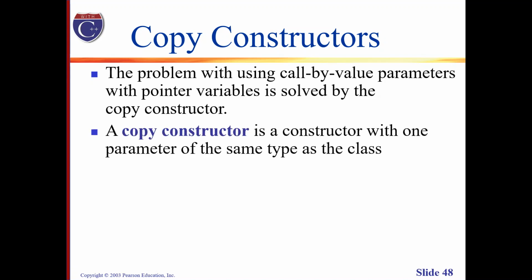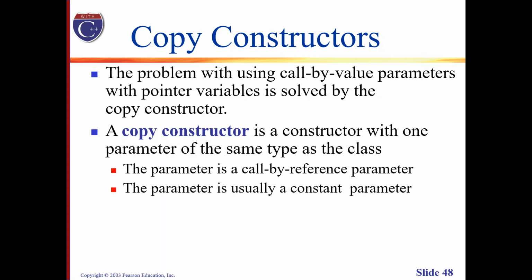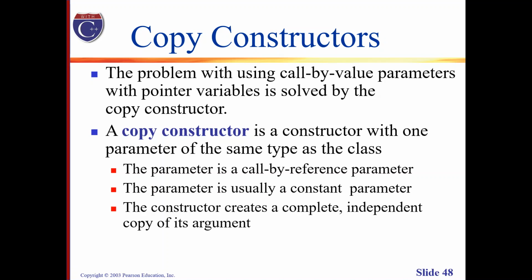A copy constructor is a constructor with one parameter of the same type as the class. The parameter is a call by reference parameter. The parameter is usually a constant parameter. The constructor creates a complete independent copy of its argument, thus avoiding the issue of overriding our pointer variables as what we have seen from the previous example.